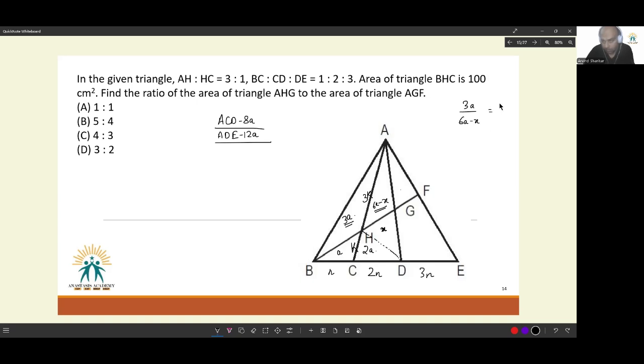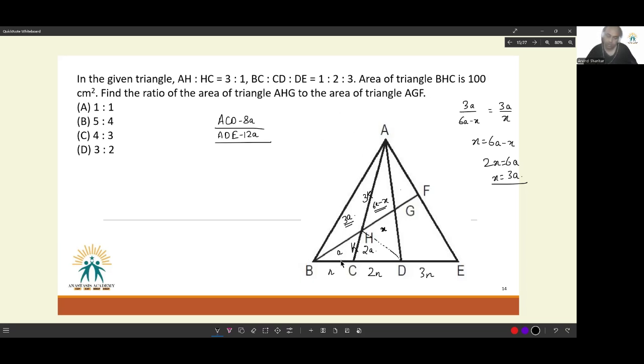This will be equal to 3A by X, which gives us X is equal to 6A minus X, or 2X is equal to 6A, or X is equal to 3A. I'm doing my whole working thought process again.